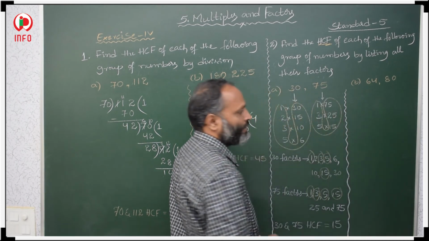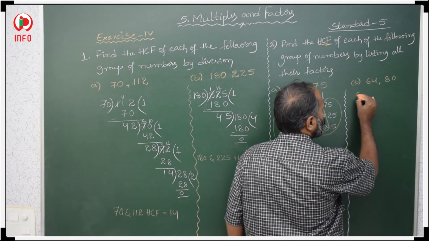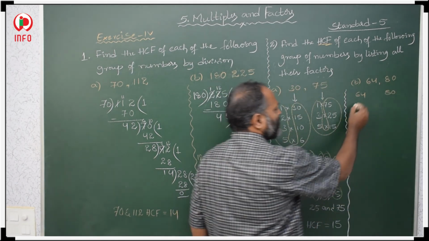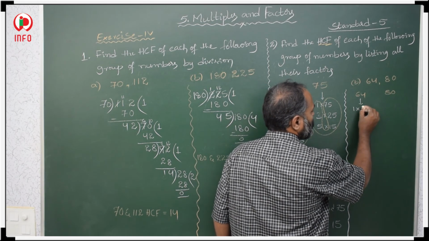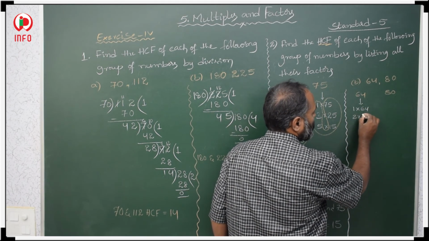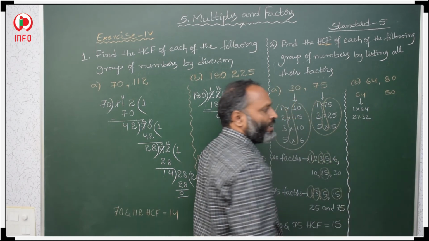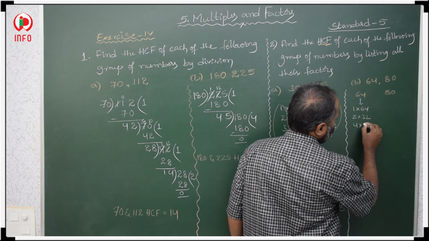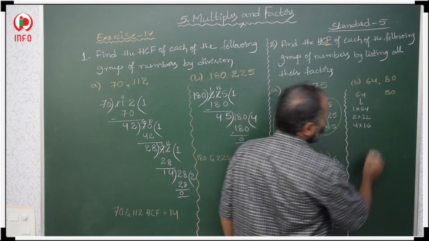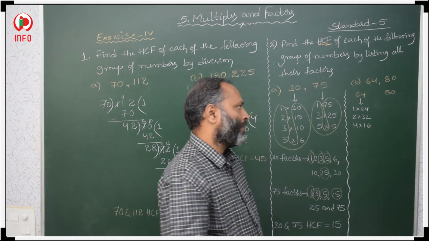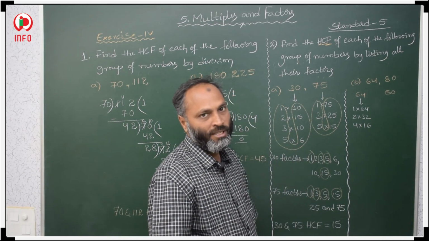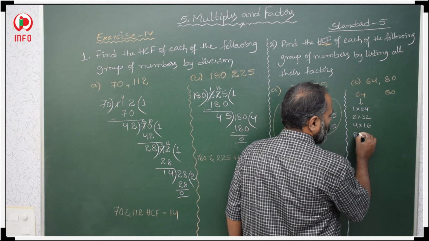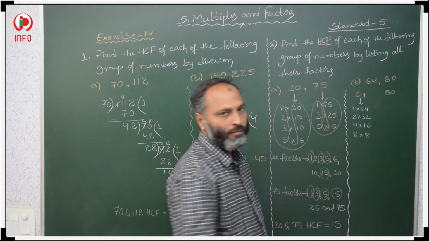Now, the next question, 64 and 80. So, how to take 64 and 80 factors? First 64, 1 64 is 64, 2 32 is 64, in the 3 table it won't divide, in the 4 table 4 16 is 64, in the 5 table it won't be divisible by 5, the 6 table it won't be divisible by 6, and in the 7 table also it won't be divisible by 7, and again 8 8 is 64.